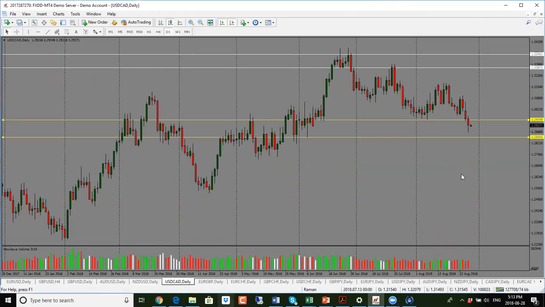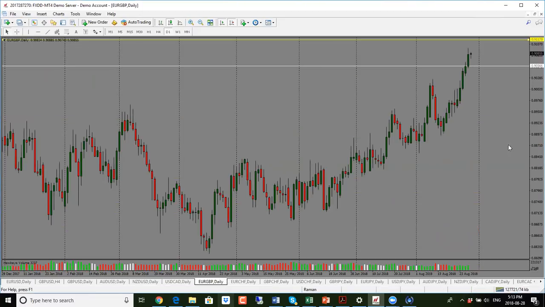Dollar CAD. Dollar CAD has done well. Yesterday, we were looking for price to drop. We were into support here. So price has dropped now. We have cleared that support, and bias now is to the downside. And I'm looking for price to come and test this 1.2850 level to the downside. So bias for dollar CAD is bearish.